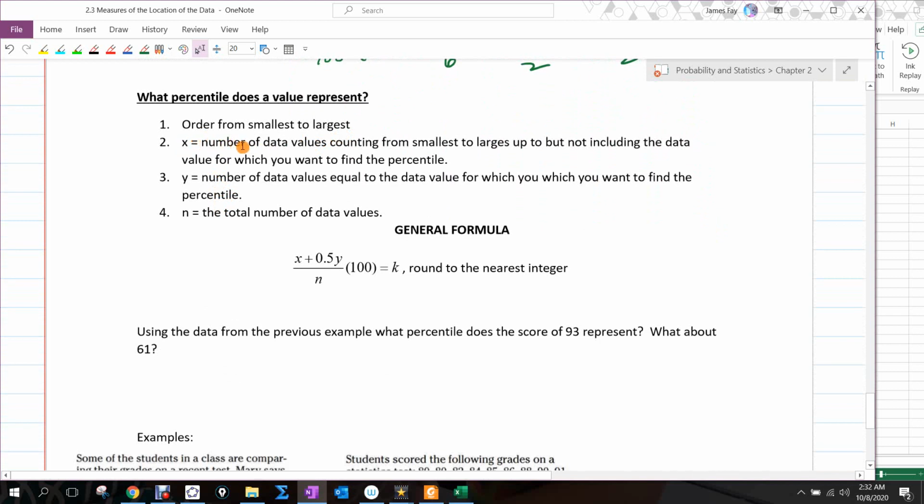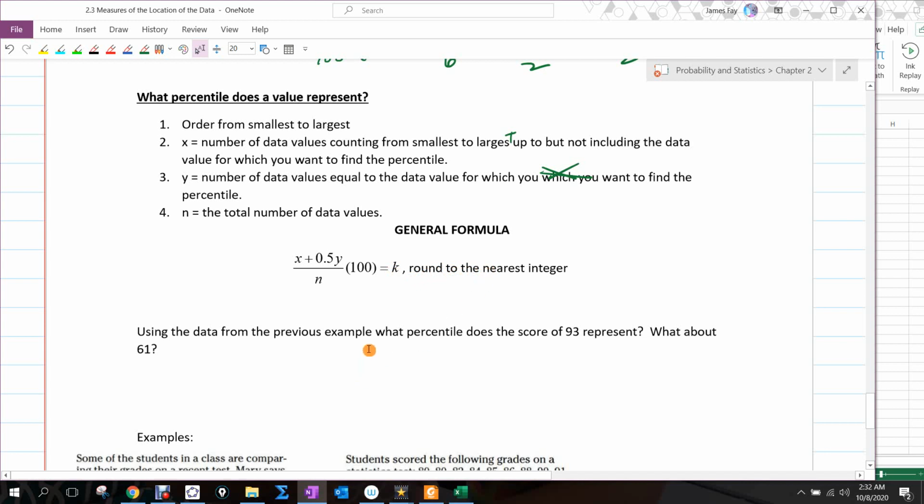It says x equals the number of data values counting from smallest to largest up to, but not including the data value for which you want to find the percentile. y equals the number of data values equal to the data value for which you want to find the percentile. N equals the total number of data values. Okay. General formula here: x plus 0.5 times y, over n, times 100 equals k. And then we're going to round that to the nearest integer.